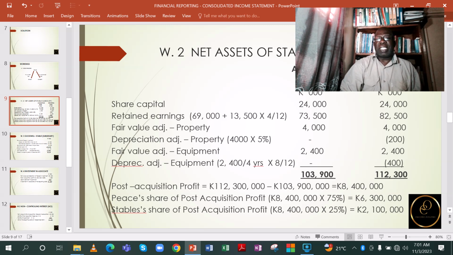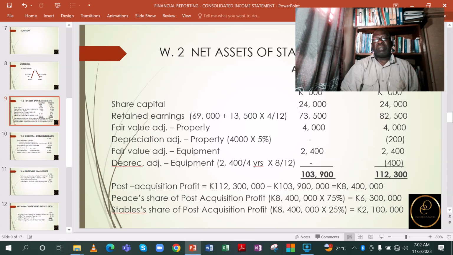Once we are done with that, we just add the figures under the column at acquisition and the figures under the column at reporting date. So we end up having at acquisition, net assets of 103,900,000 kwacha. At reporting date, we had net assets of 112,300,000 kwacha. Now, when you look at these two figures, there is a time gap between the acquisition date and the reporting date. With this time gap, the net assets have increased from 103,900,000 to 112,300,000. What is the reason for that?